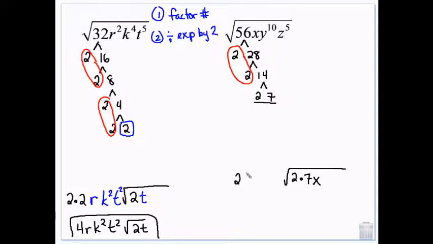y to the 10th, 10 divided by 2 is 5. And then z to the 5th, so 5 divided by 2 is 2 with 1 left over. So this part out here is good, so I'll just write that over. And then on the inside it's 14xz.